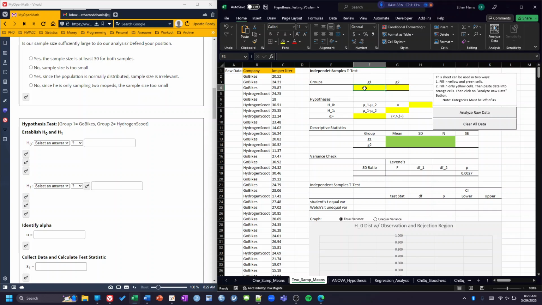So I'm just going to go ahead and say equals group 1 equals Go Bikes, and I'm going to click on it because it has to be exactly right. And so I'm just going to click on it so that there's no issues there. And I'm going to hit equals and click on Hydrogen Scoot. It doesn't matter which one you grab, you just need to grab one of them.